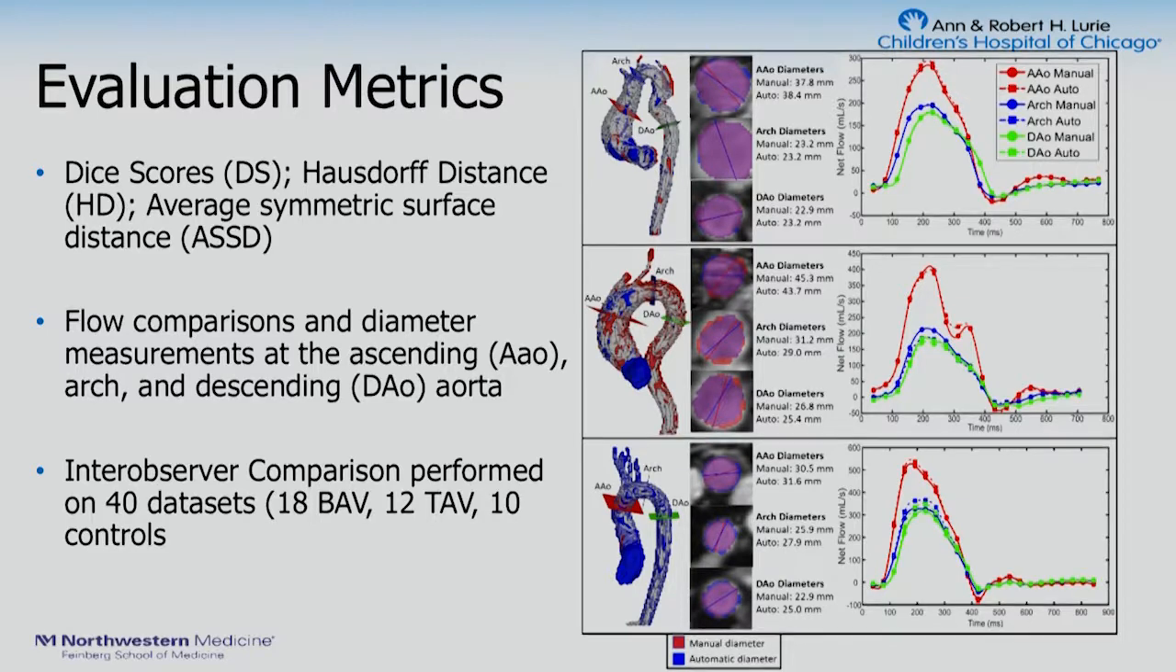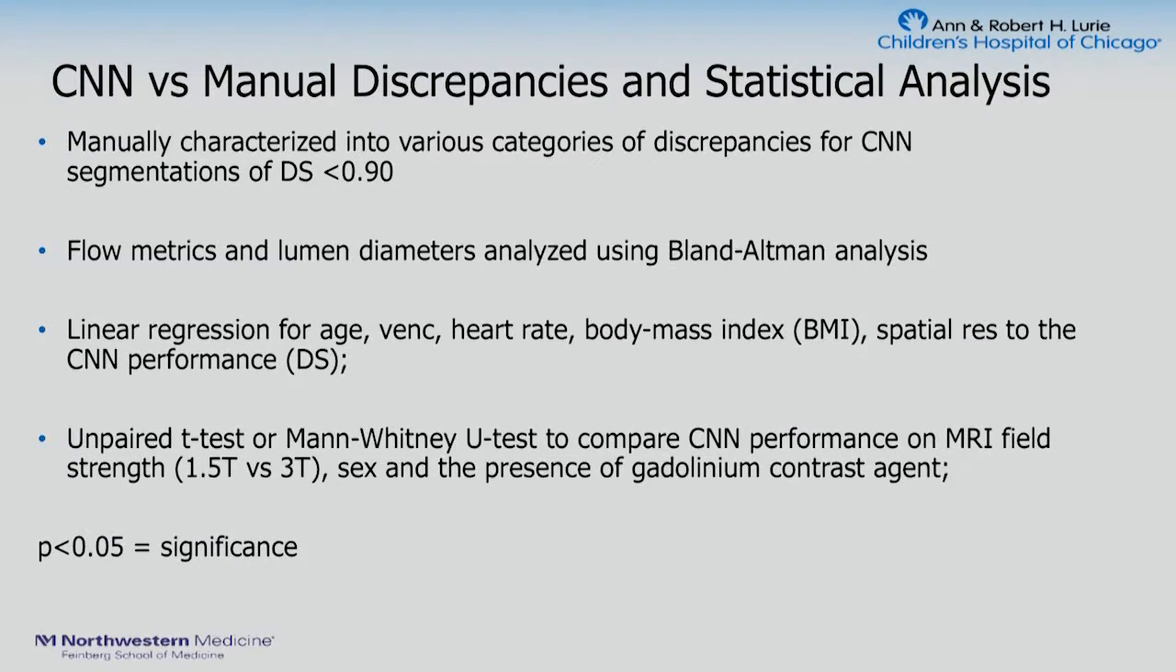In addition, the maximum lumen diameter was extracted by fitting an ellipse at the cross-section and taking the major axis for each of the 3 planes. Inter-observer comparisons were performed on 40 randomly selected datasets by 2 observers of 2 years' experience. In order to examine the most common discrepancies in our study, all CNN segmentations with dice scores less than 0.9 were manually assessed for notable differences compared with their corresponding manual segmentations.